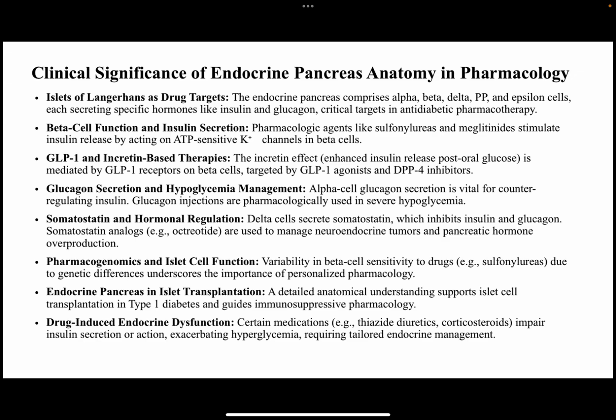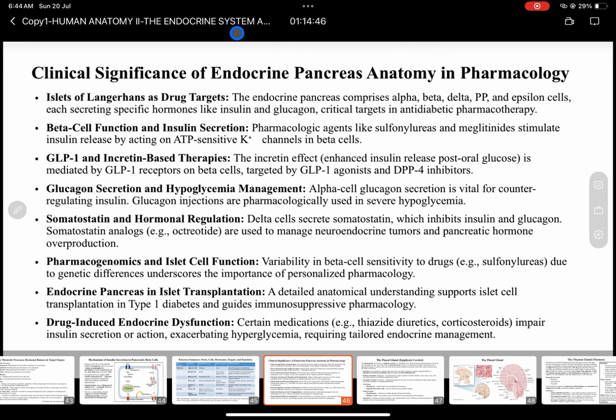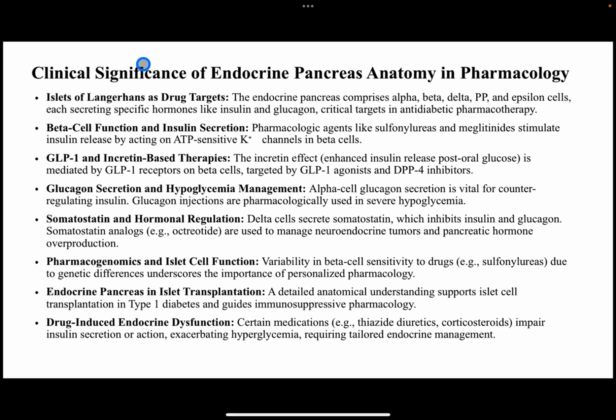Is that okay? Great. So basically that is it for the endocrine pancreas, or the pancreas in general. Now, these are the clinical significance. Understanding the endocrine pancreas would help you to understand conditions like diabetes. In diabetes, we have two forms. Diabetes type 1, which we also call insulin-dependent diabetes mellitus, or juvenile onset diabetes. And then we have diabetes type 2, the non-insulin dependent diabetes mellitus, or adult onset diabetes.